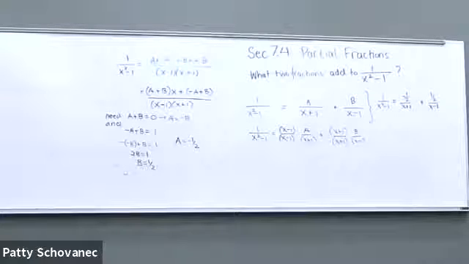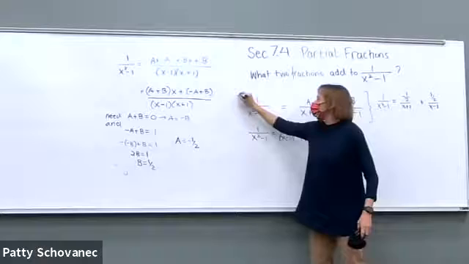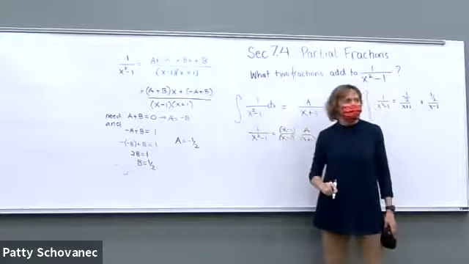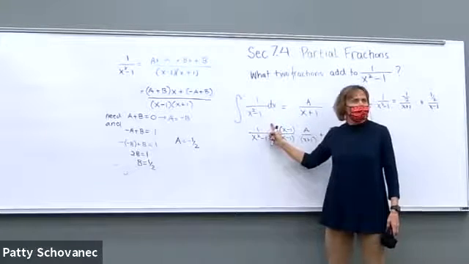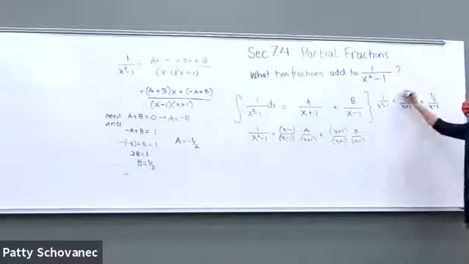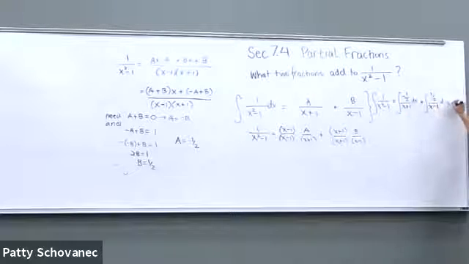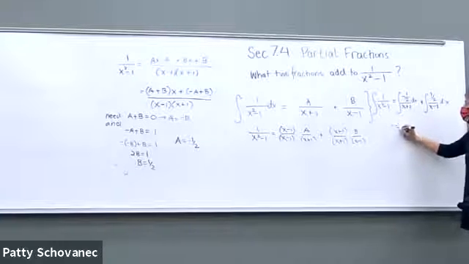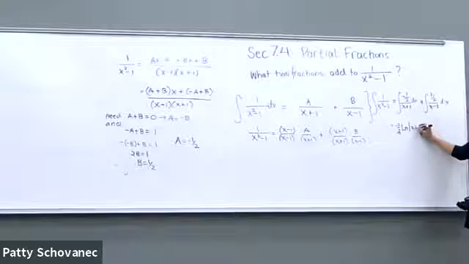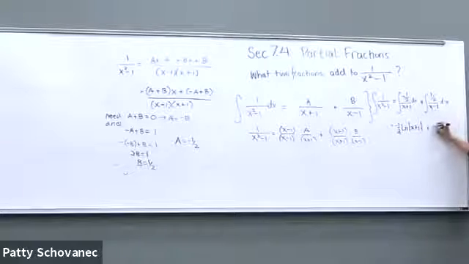Here's why we did it. My question now is, integrate this. I don't know. So I go over here to integrate that. I just integrate these. Can you integrate 1 over x plus 1? What is the integral of 1 over x plus 1? Natural log of the absolute value of x plus 1. So if I integrate here, I get negative 1/2 times the natural log of the absolute value of x plus 1. And integrate here, I get 1/2 times the natural log of x minus 1.